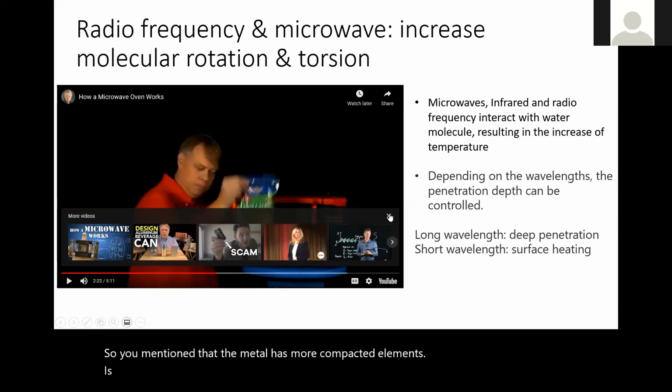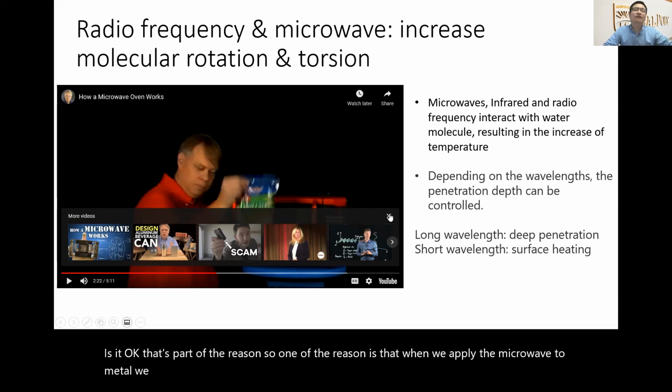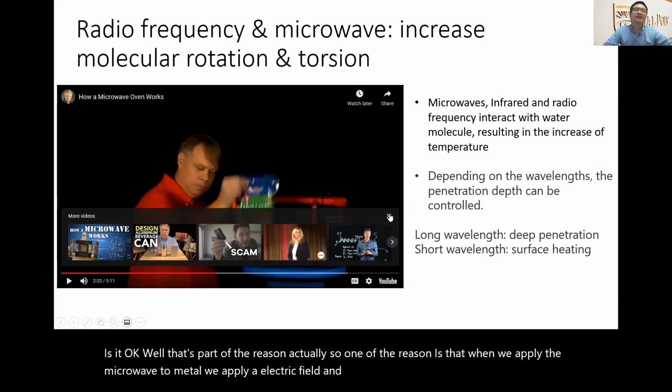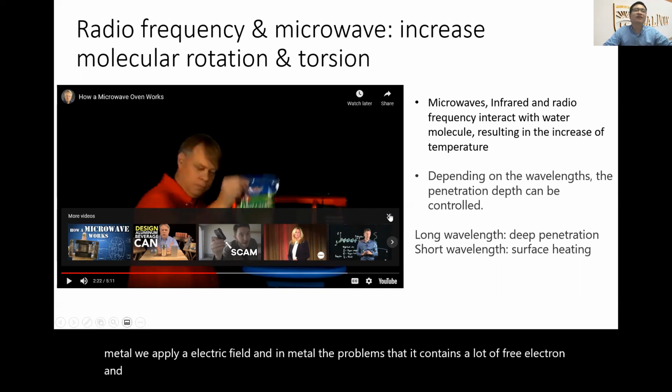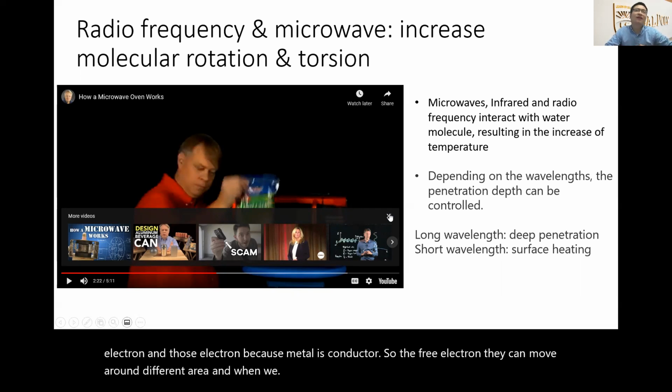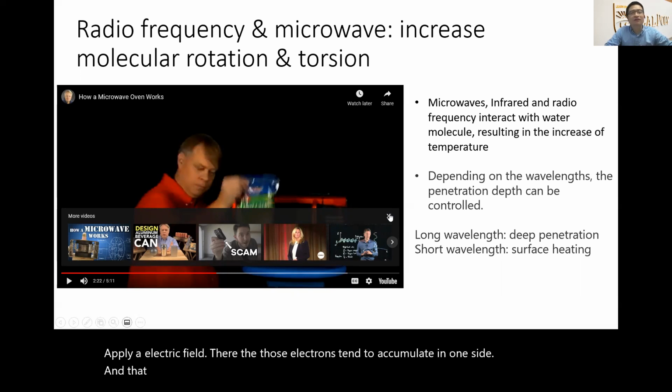Yeah. Is it okay? Well, that's part of the reason, actually. So one of the reasons is that when we apply the microwave to metal, we apply an electric field. And in metal, the problem is that it contains a lot of free electrons. And those electrons, because metal is a conductor, can move around different areas. And when we apply an electric field there, those electrons tend to accumulate on one side. And that causes very high voltage locally.